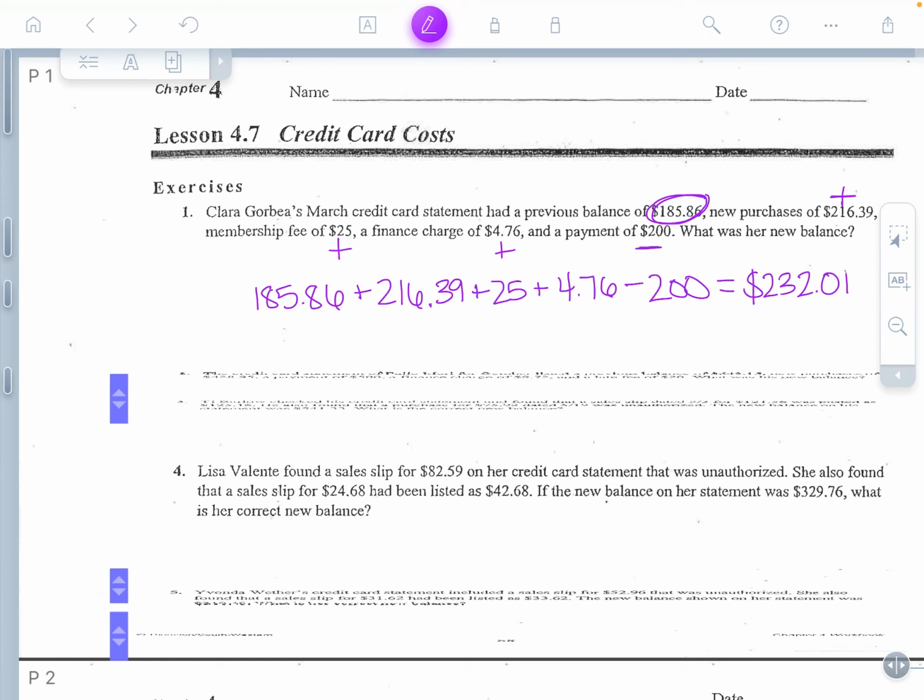And so that means her new balance is $232.01. So make sure that if you have an answer like this, that you keep the first two decimal places after the decimal. If it has more than that, then you probably did something wrong, because all of these things are in money. Please do not round to the nearest dollar.